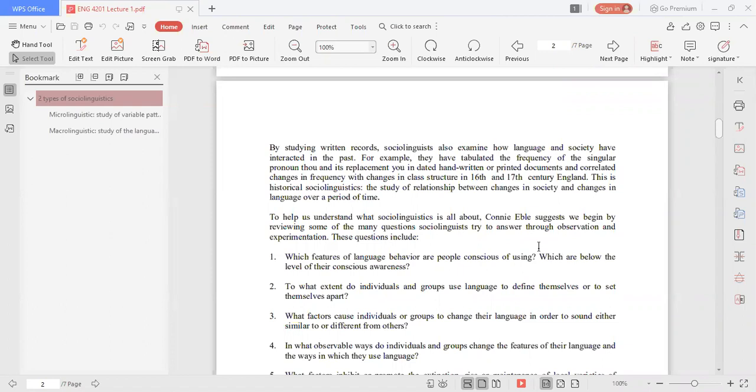Now, to help us understand what sociolinguistics is all about, Cornell suggests we begin by reviewing some of the many questions sociolinguists try to answer through observation and experimentation. So now, these are the questions. Fahim, can you read the first question, please? Yes, sir. Which features of language behavior are people conscious of using, and which are below the level of their conscious awareness?